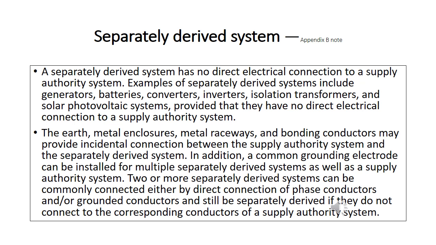The earth, metal enclosure, metal raceways, and bonding conductors may provide incidental connection between the supply authority system and the separately derived system. In addition, a common grounding electrode can be installed for multiple separately derived systems as well as a supply authority system. Two or more separately derived systems can be commonly connected either by direct connection of phase conductors and/or grounded conductors and still be separately derived if they do not connect to the corresponding conductors of a supply authority system.